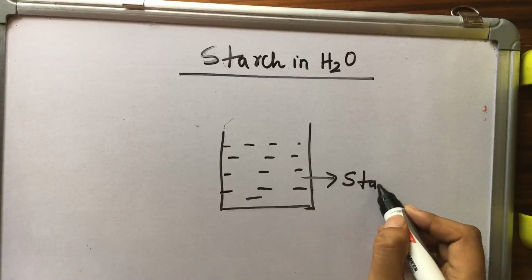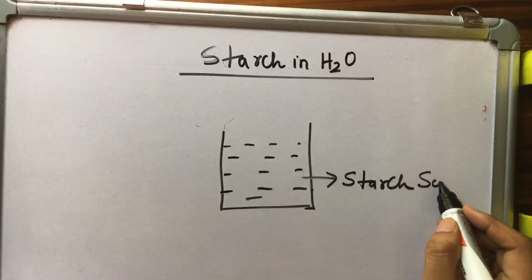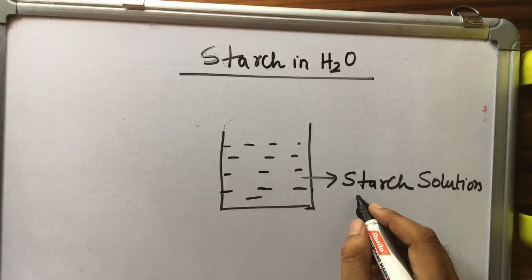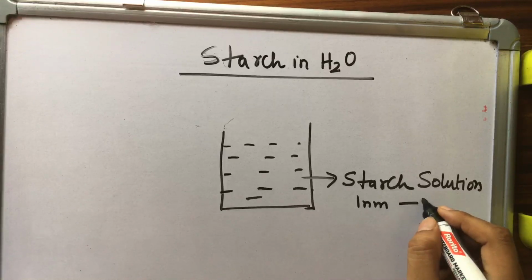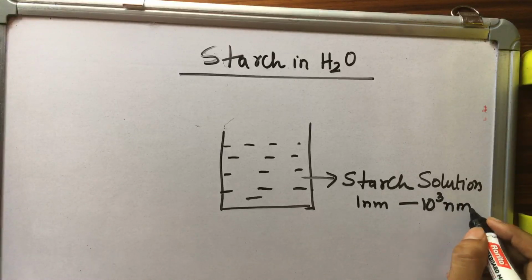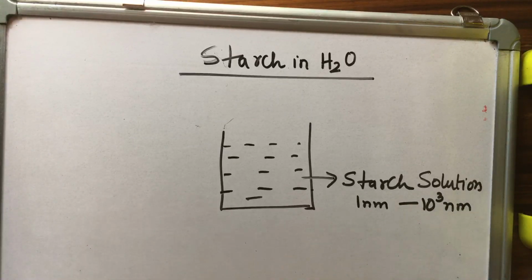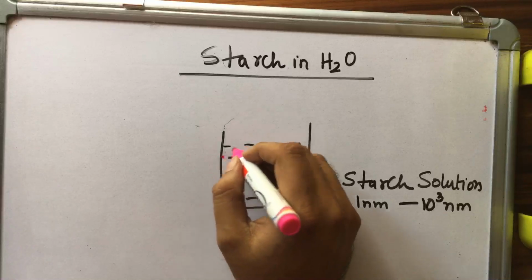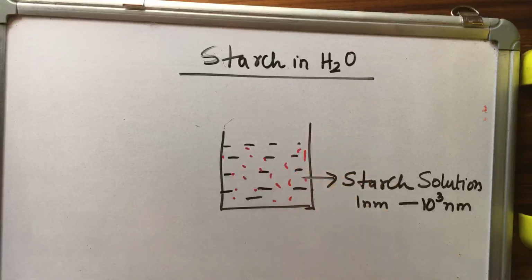Tell me, students, for a colloidal solution, what should be the particle size? The particle size should be ranging between 1 nanometer to 10 to the power of 3 nanometer, that is 1000 nanometer. So let me show some small dots, so that would mean the starch particles. Let me call it a starch solution.